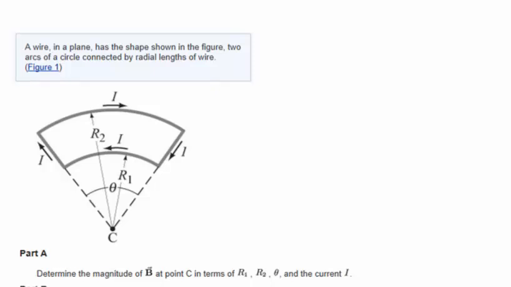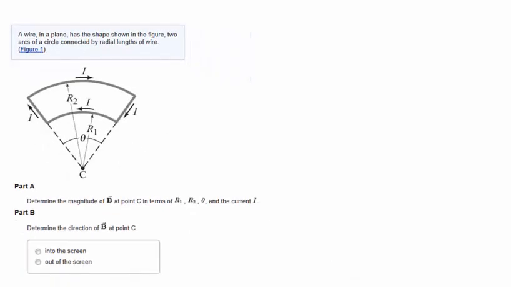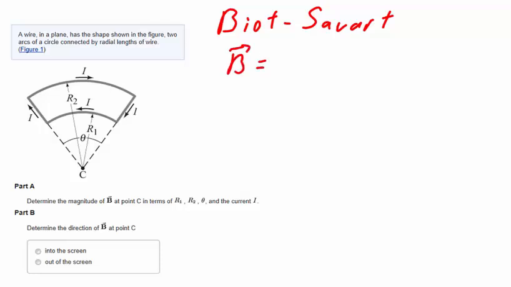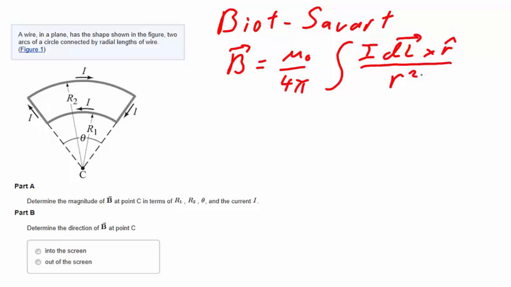For this calculation, we're going to be using the Biot-Savart law, and this law tells us how to make a magnetic field out of infinitely many infinitesimally small lengths of current. Each length of current will have a length dl. The vector dl is directed in the same sense as the current. This vector dl is crossed with r hat, and the whole thing is divided by r squared.